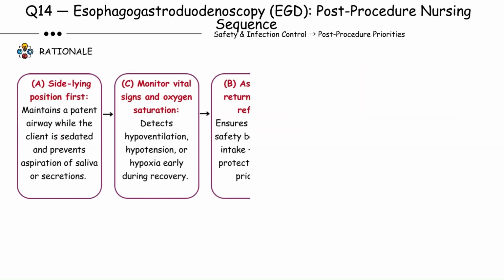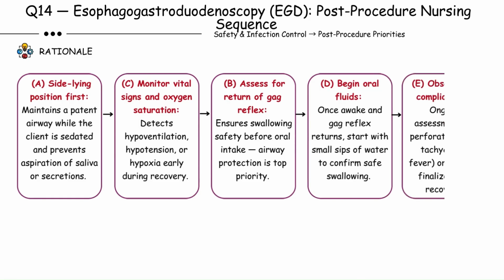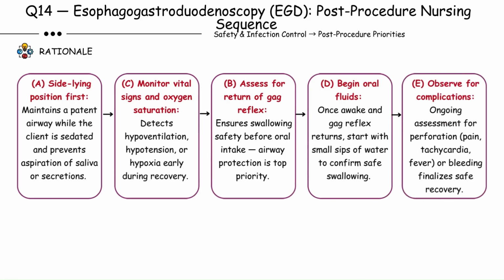Step A. Position the client in a side-lying position. This is done first to maintain a patent airway and reduce the risk of aspiration while the client is still sedated and the gag reflex is depressed. Airway protection always comes before anything involving the mouth or fluids. Step C. Monitor vital signs and oxygen saturation. As the client begins to wake up, you want to detect hypoventilation, hypotension, or hypoxia early. Sedation can depress breathing and circulation, so continuous monitoring is critical at this stage.